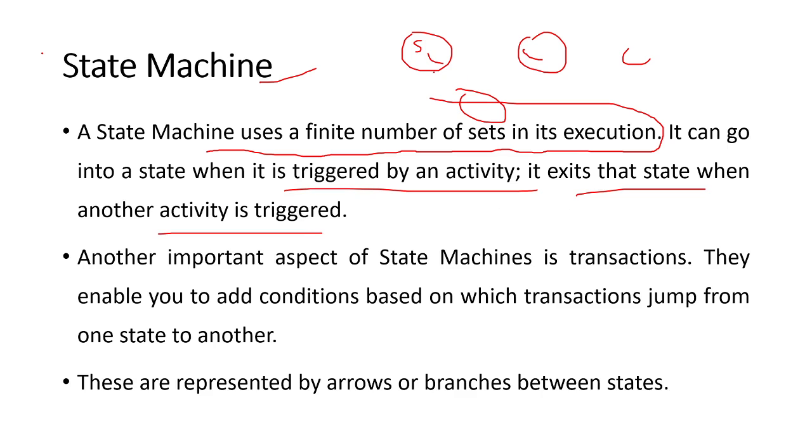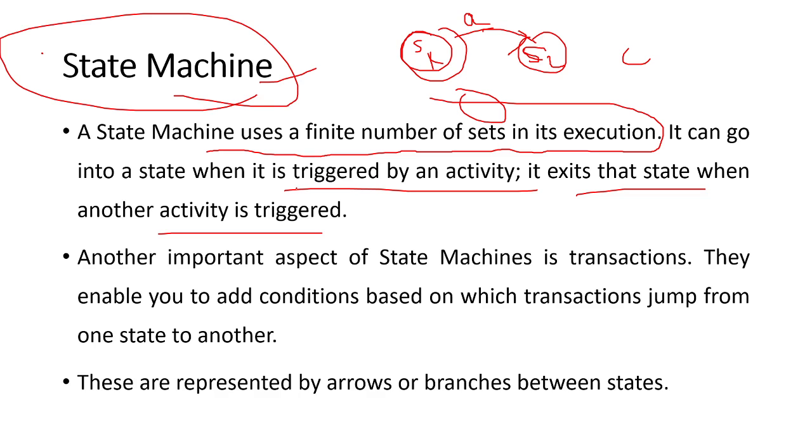Like in finite automata and formal languages, you have learned that if this is the present state and if there is an input called a symbol, then it will go to the state S2 or something like that. Similar to the same scenario, the state machine will work even here.